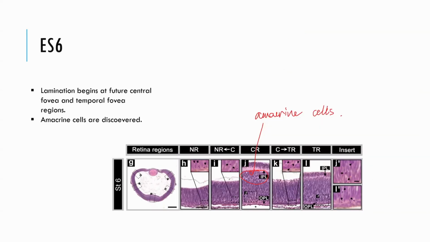At embryonic stage 6, the first observation of lamination was discovered as IPL here and OPL, also shown in the future temporal fovea region. And also at this stage, the amacrine cells are first discovered at the central retina, which is here. You can see a really clear discrimination of a single layer of amacrine cells here. Other existing neural cells also keep developing and show up in other peripheral areas of the retina.